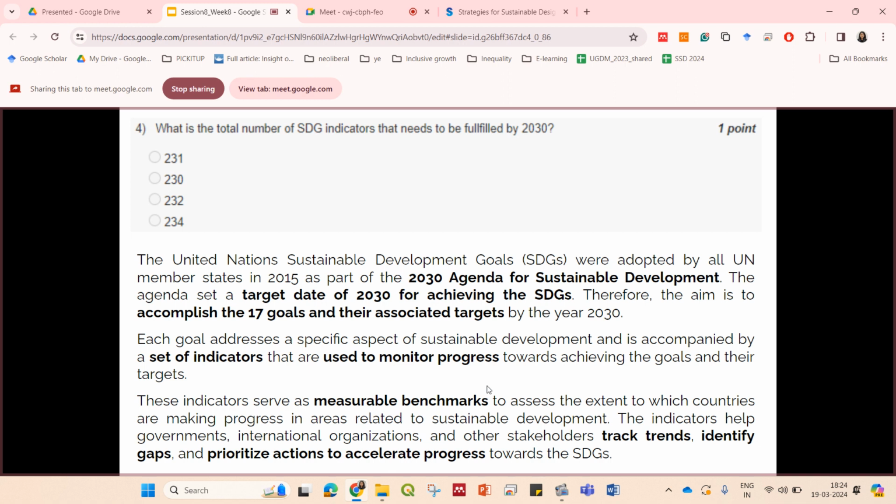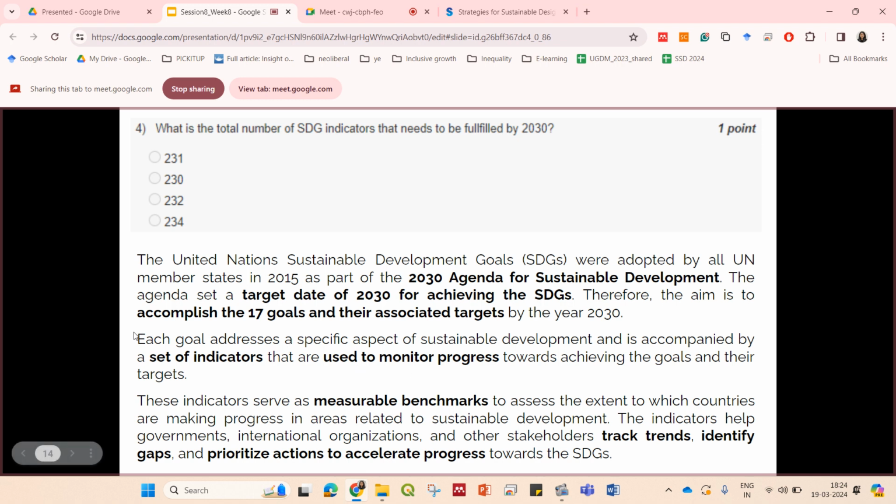So the aim was to accomplish all the 17 goals that were discussed in this and all their associated targets by the year 2030. So all of the indicators or all of the targets that were a part of the UN SDGs should be fulfilled by the year 2030. That means all of the indicators, all of the targets which are a part of the SDGs, all of them need to be achieved by 2030.